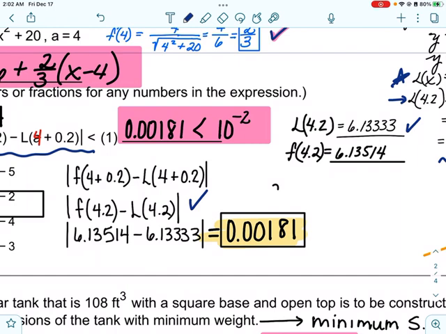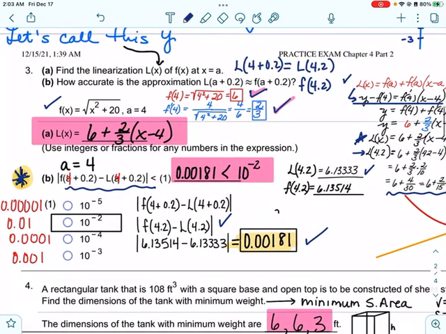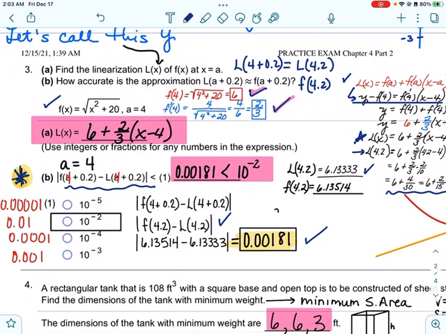So they're just asking you to think in this way. It says, how accurate is the approximation? And they're giving you a choice on which one. This value, 0.00181, is less than only 10 to the negative 2 power. So if I write this here, this is less than 0.01, and it's not less than any of the others. You can see I have the decimal digits there. So the answer there would be 10 to the negative 2 power. All right, right here. Okay?